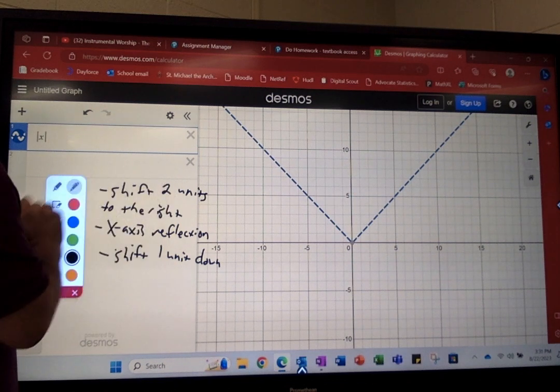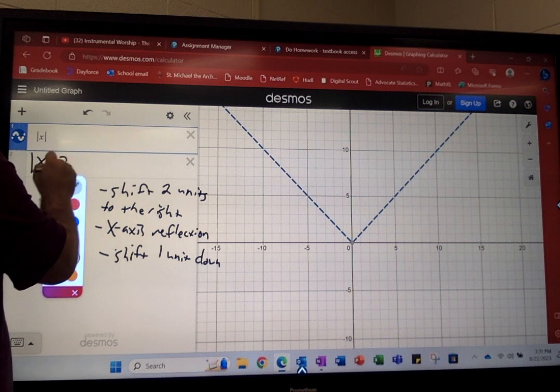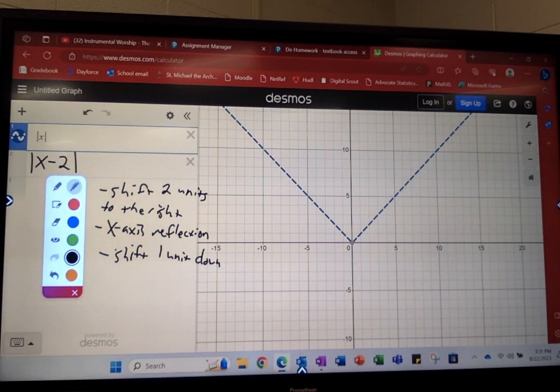So, first thing I'm going to do, shift 2 units to the right. That means there's a -2 on the inside of this absolute value. So again, if you're going to the right, you subtract. If you're going to the left, you add. And do it inside the grouping symbol, whether it's absolute value, square root, or parentheses.